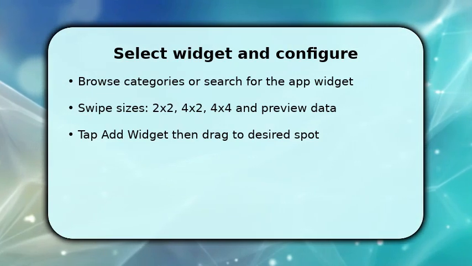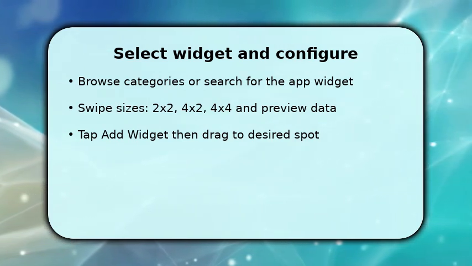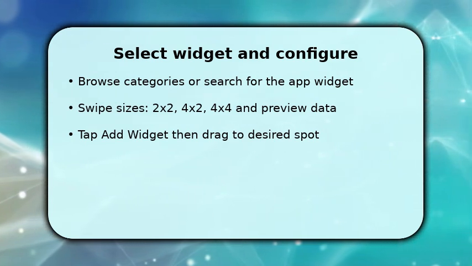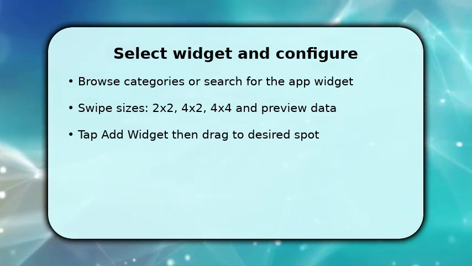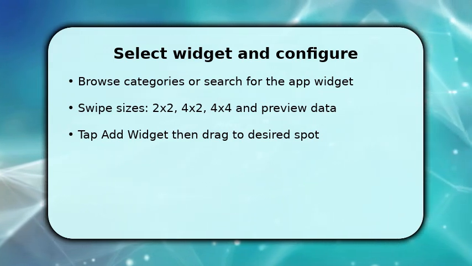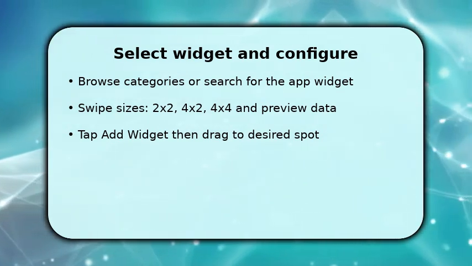Now pick the widget you want and configure it so it shows useful information. In the gallery, browse categories or type the app name. Swipe through available sizes like 2x2, 4x2, or 4x4 to preview content and density. Tap Add Widget to place the default, then drag it where you want on the home screen.